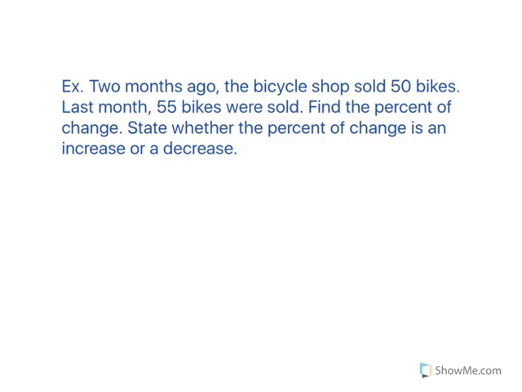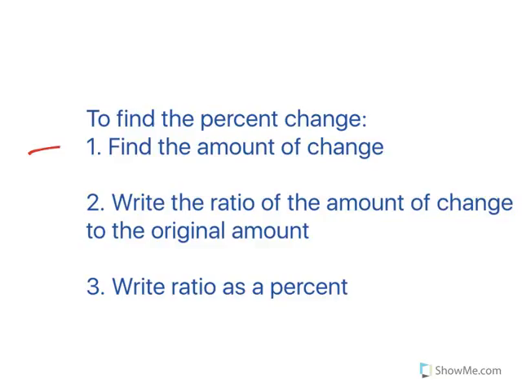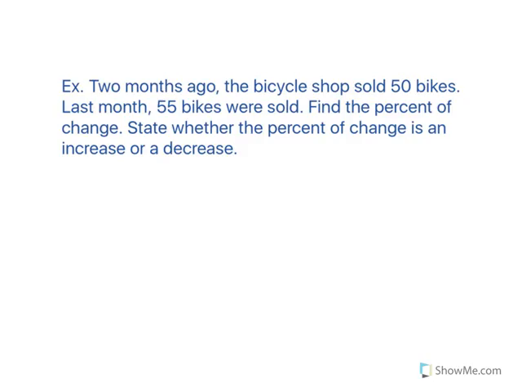So the example says 2 months ago, the bicycle shop sold 50 bikes. Last month, 55 bikes were sold. Find the percent of change and then say whether the percent of change is an increase or a decrease. So looking at our steps here, we're going to first find the amount of change. Last month the bike shop sold 55 bikes. 2 months ago, they sold 50 bikes. So we're going to subtract to find the amount of change to be the 5 bicycles.